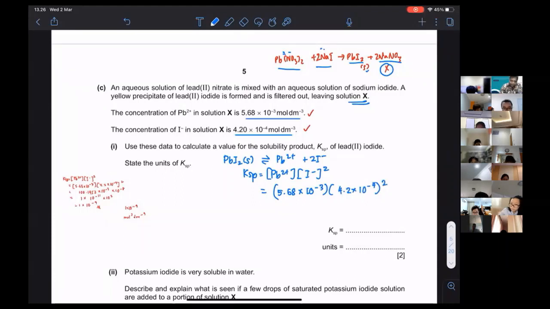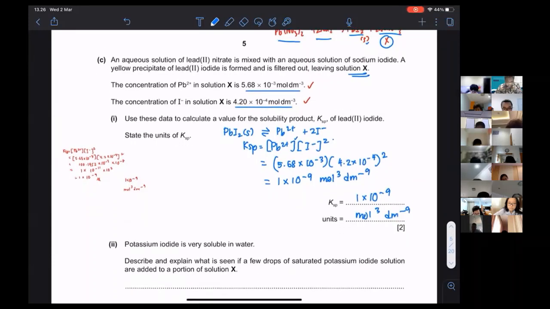If I do that, I will get the Ksp value. You can calculate. You will get 1.00 something. Then in the end, I've simplified that to become 1 times 10 negative 9. So 1 times 10 negative 9. You can see this is mol per dm cube, mol per dm cube to the power of 2. So in total, you'll have mol to the power of 3 dm negative 9. So mol3 dm-9. You just need to put that.